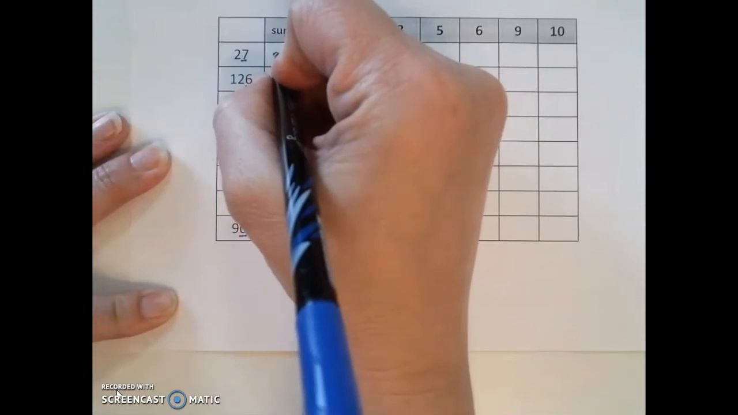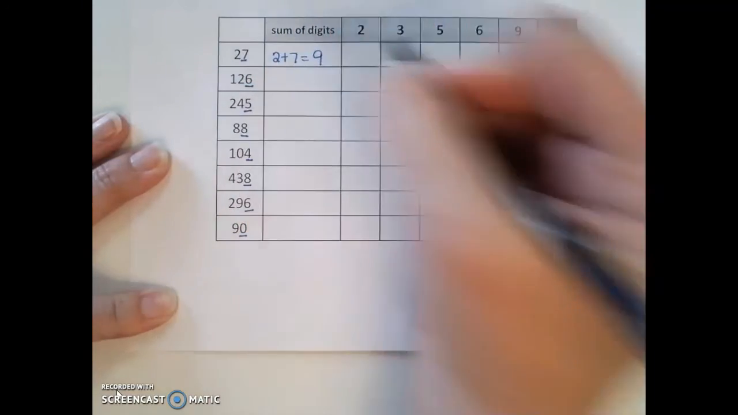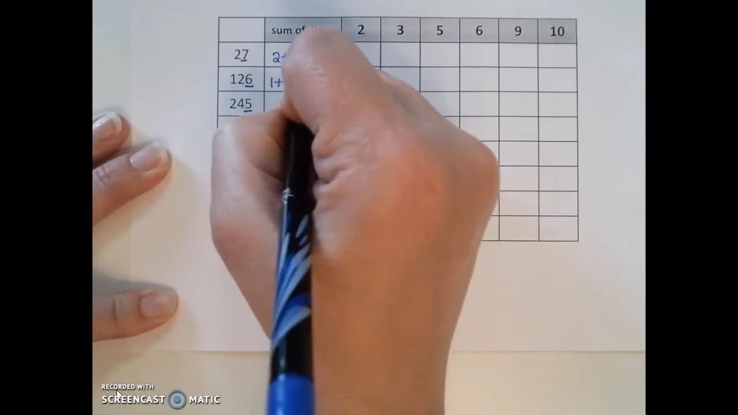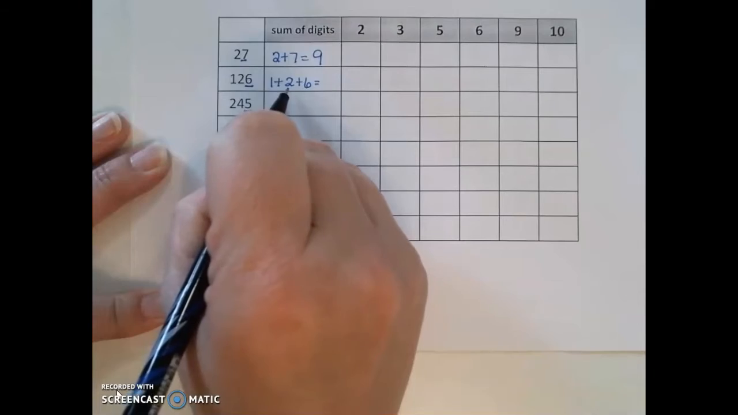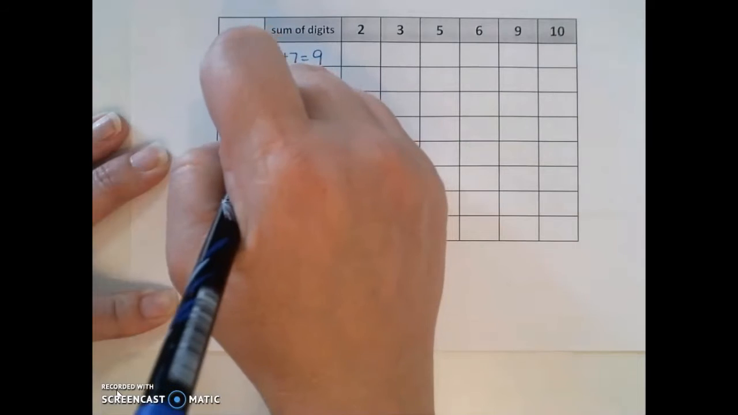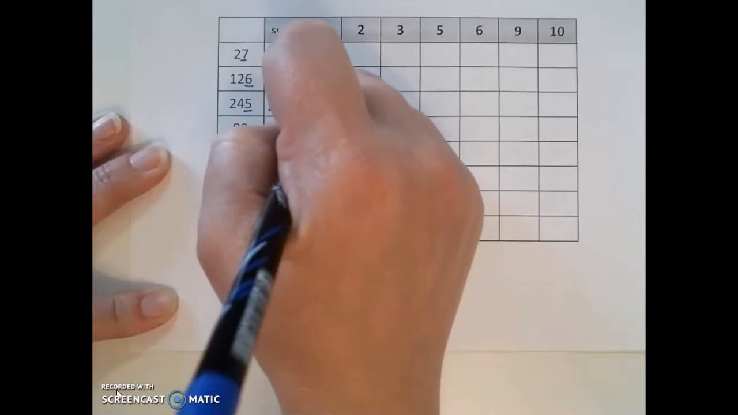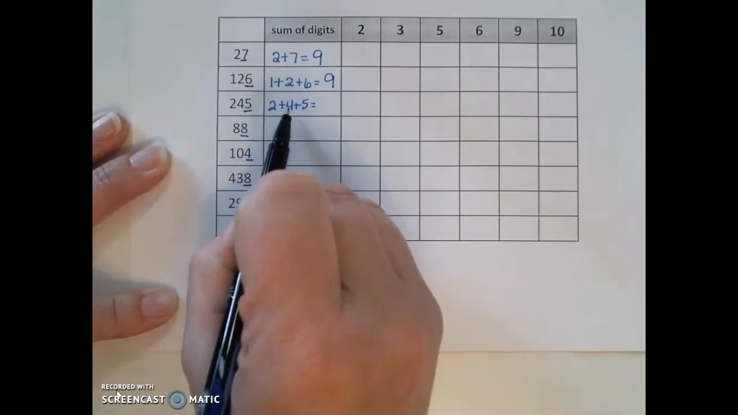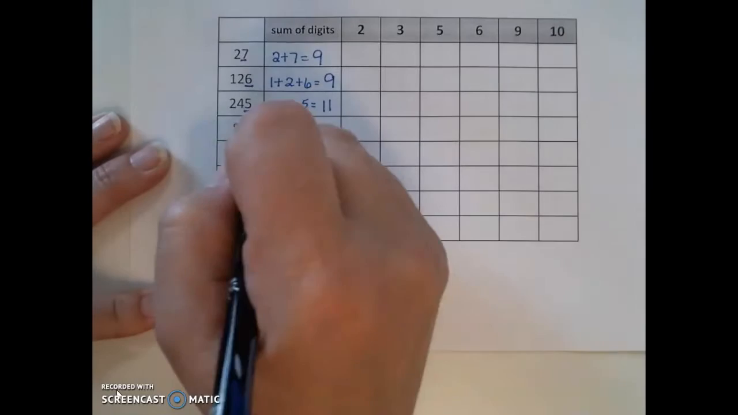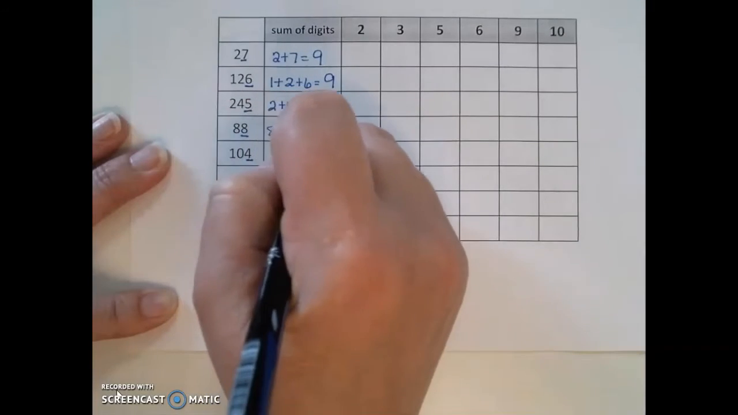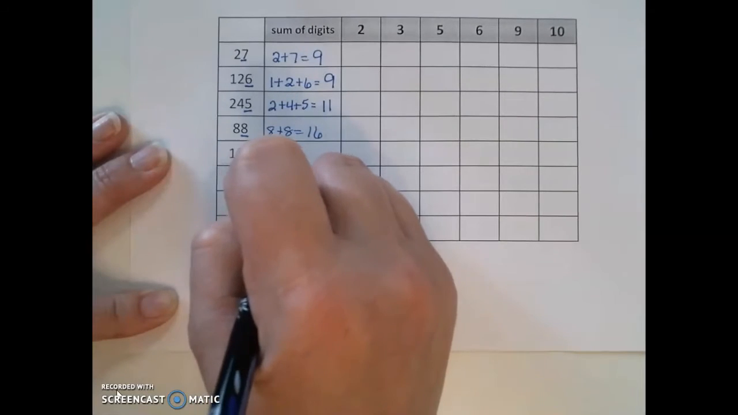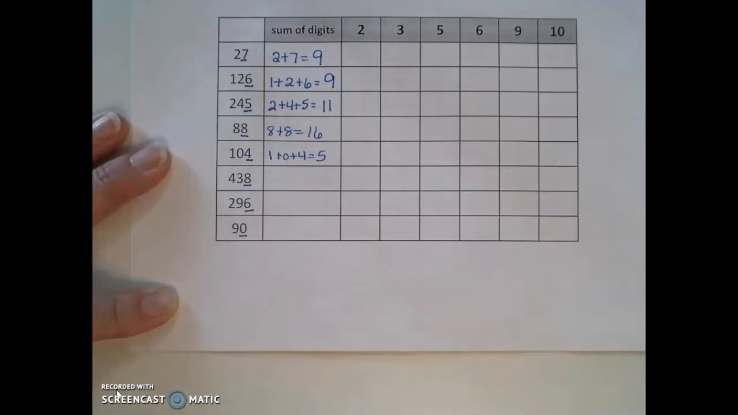27 has 2 digits, so 2 plus 7 equals 9. 126 has 3 digits, 1 plus 2 plus 6. 6 plus 2 is 8, plus 1 more is 9. 245 has 2, 4, and 5. 5 plus 4 is 9, plus 2 is 10, 11. 88, 8 plus 8 equals 16. 104 is 1 plus 0 plus 4, which equals 5.